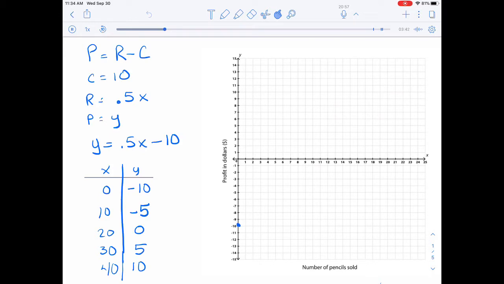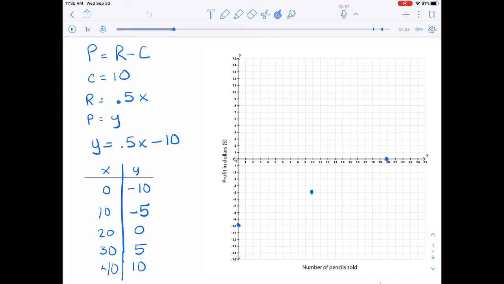When the store has sold 10 pencils, there is a loss of $5. When the store has sold 20 pencils, there is neither a gain nor a loss for the store. In other words, y is equal to 0. Let's connect these coordinate pairs.